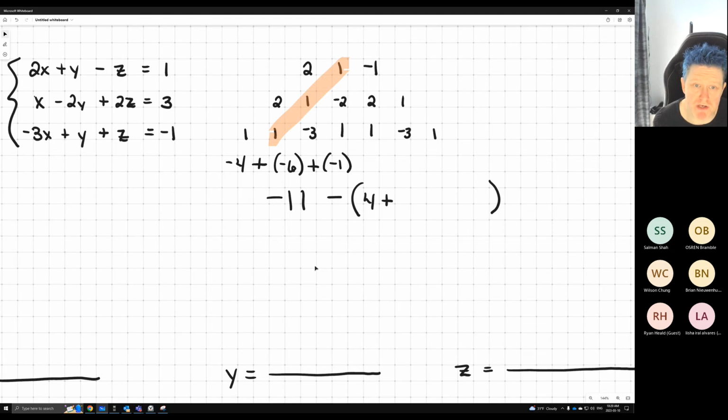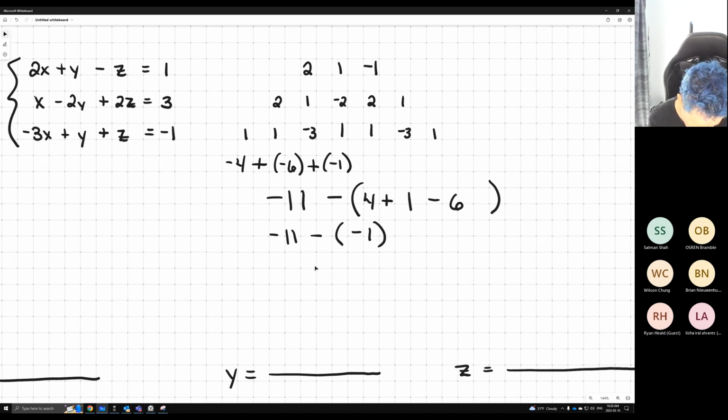The next one is 1 times 1 times 1, which is 1. And then the last one is -6, I believe. -2 times -1 is +2, and 2 times -3 is -6, I believe. Okay, so we need to do this arithmetic. -11 minus 4 plus 1 is 5. 5 minus 6 is -1. So that's -11 plus 1, or -10.